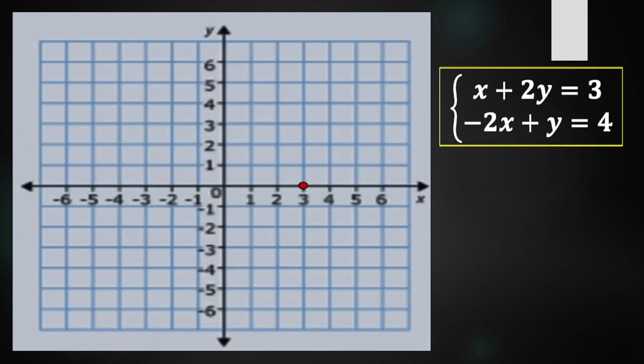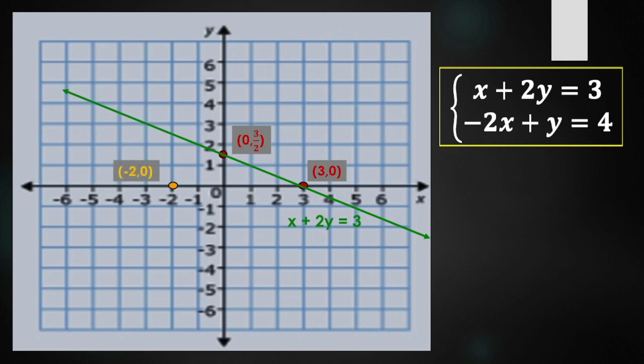So we plot first the point 3, 0, then another point 0, 3 over 2. This is for the first equation. So this green line is the graph of the equation x plus 2y equals 3. Now let us plot the point that contains the x-intercept of the second equation. This is negative 2, 0. Then the point that contains the y-intercept, that is 0, 4. Connect these 2 points. We now have the line negative 2x plus y equals 4.